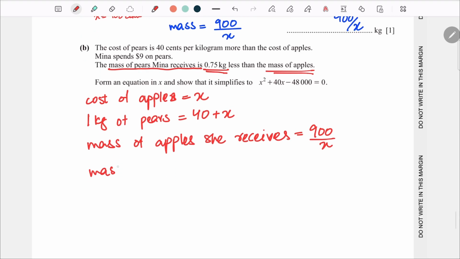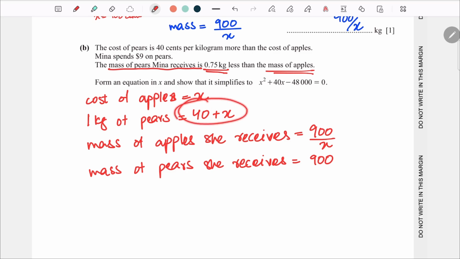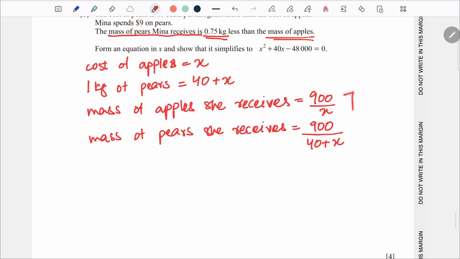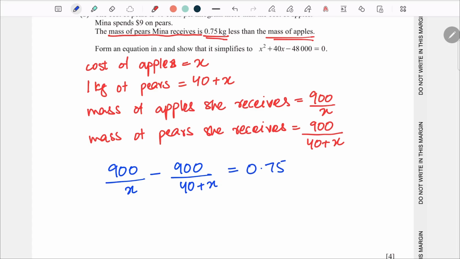And the mass of pears that she receives is going to be equal to 900 divided by the cost of 1 kg of pears, that is 40 plus x. So 900 over 40 plus x. The question is telling us that the mass of pears she receives is 0.75 less than the mass of apples. So I'm going to subtract both of these equations, and their difference is going to be equal to 0.75. So 900 over x minus 900 over 40 plus x will be equal to 0.75.